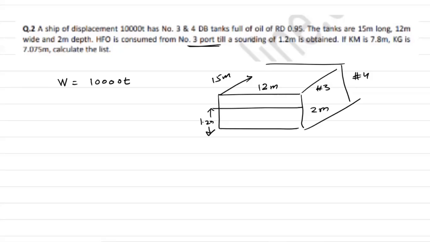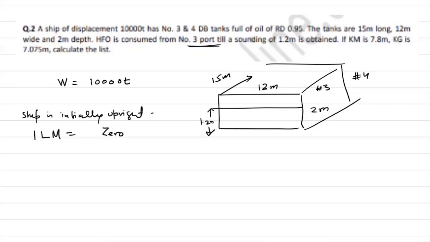So we'll try to use the same template. Ship is not initially listed, right? Ship is upright. Is the ship initially upright, yes or no? Given, sir. We will assume the ship is initially upright. Okay. Initial list moment is 0.